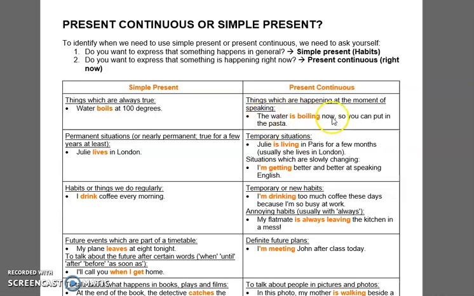The water is boiling now. Aquí está la clave. Now, ahora. So you can put in the pasta. Como ya está hirviendo el agua, entonces agrégale la pasta porque estamos cocinando espagueti.